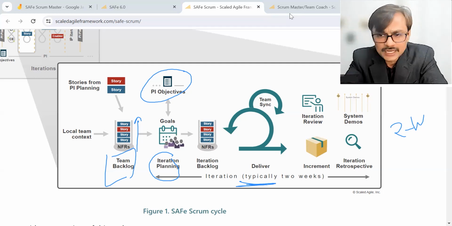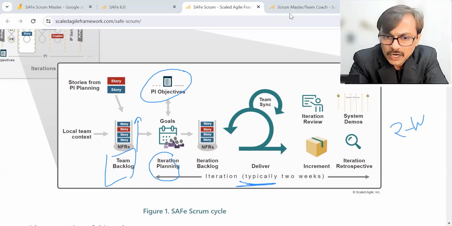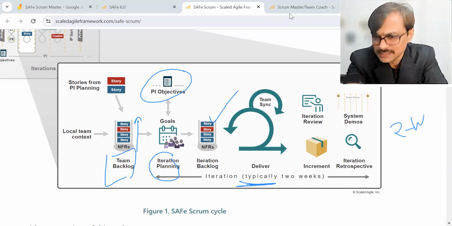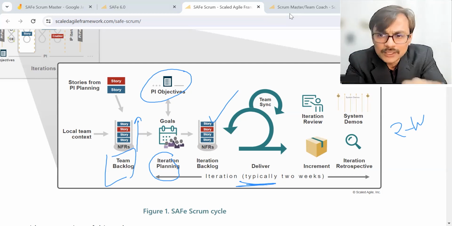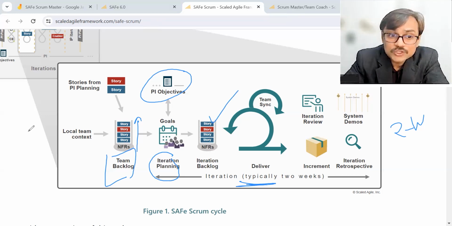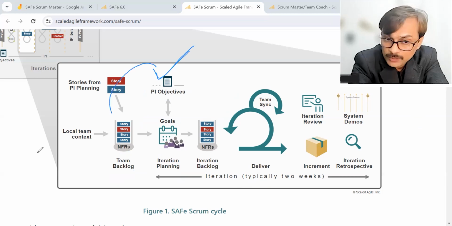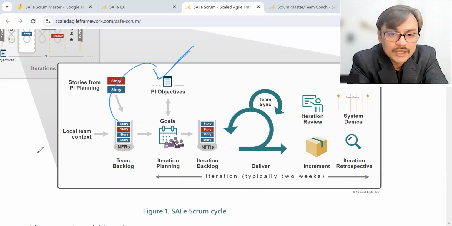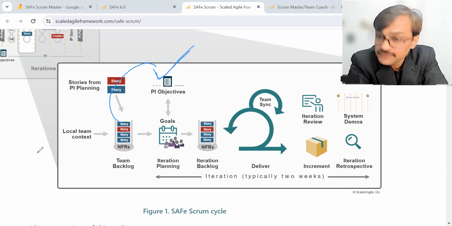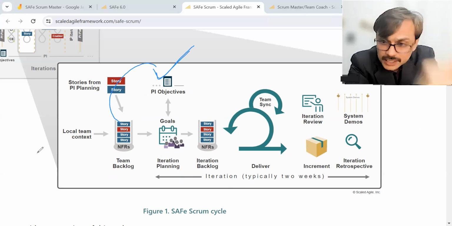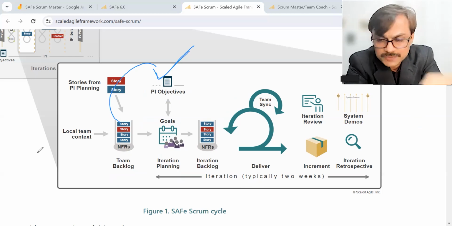You call it the sprint backlog in the Scrum world. So we are also coming up with the output called the sprint goal, which is the iteration goal, and the sprint backlog is the iteration backlog. More or less the same thing. The goal of iteration planning is to produce the iteration goal and the iteration backlog. The only difference is iteration goals should be in alignment with the PI objective. You already have PI objectives defined in the PI planning meeting. You have a team backlog which will help you in achieving that PI objective. And you want to make sure that iteration goals are contributing, taking a step forward towards the PI objective.